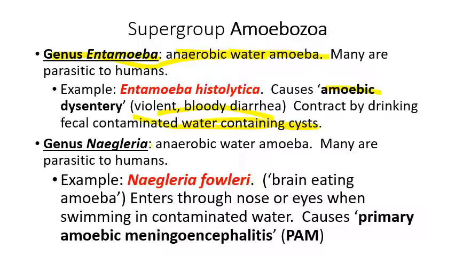Okay, genus Naegleria, example Naegleria fowleri, is also known as brain-eating amoeba. It enters the body through the nose if you swim in contaminated water. It causes something called primary amoebic meningoencephalitis, or PAM, primary amoebic meningoencephalitis. I will probably ask you that at some point on a multiple choice question. And so when you see bodies of water that have no swimming signs, they're generally warning you about Naegleria fowleri.